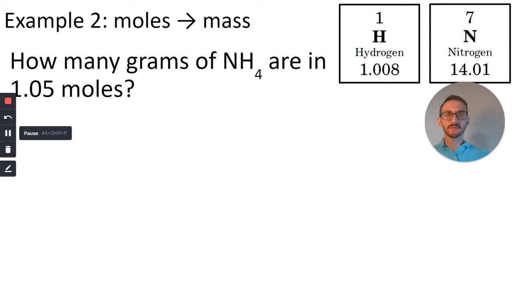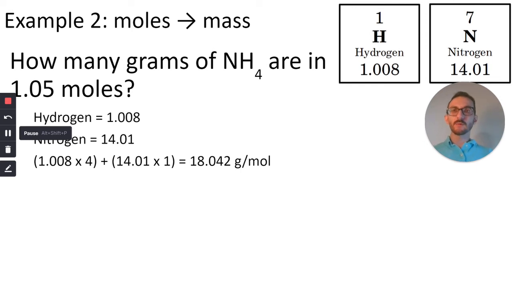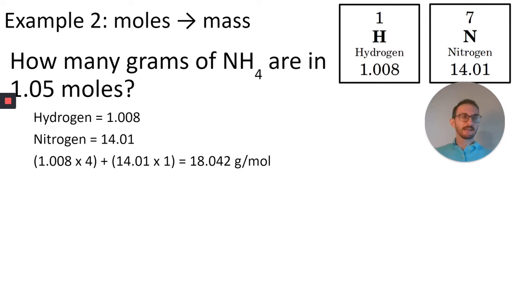So our first step is going to be to go to the periodic table and look up hydrogen and nitrogen because they are the elements given in the formula. And we're going to need to add them up because we're working with a compound. So we're going to add 4 copies of hydrogen, my apologies, because it's H4, and 1 copy of nitrogen. And that will get us to 18.042 grams per mole as our molar mass.